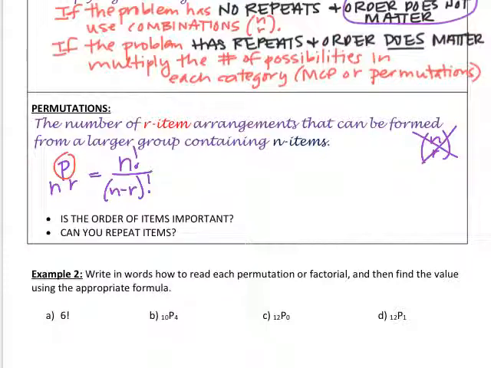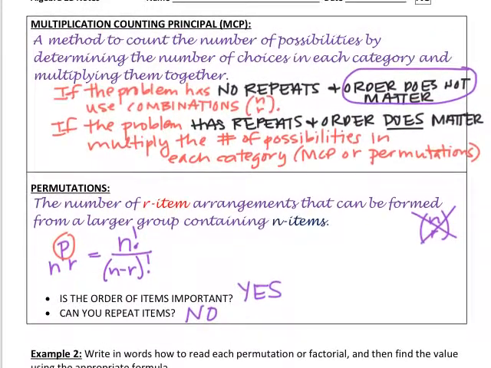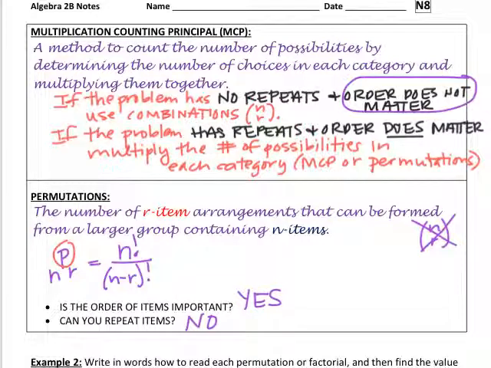So we're going to try this out in the next couple of examples. So is order important when we're looking at permutations? Absolutely, yes it is. Can you repeat items? No. All right, so let's go back to what we were talking about in the multiplication counting principle. When order does matter and we have repeats, we want to be using the multiplication counting principle.